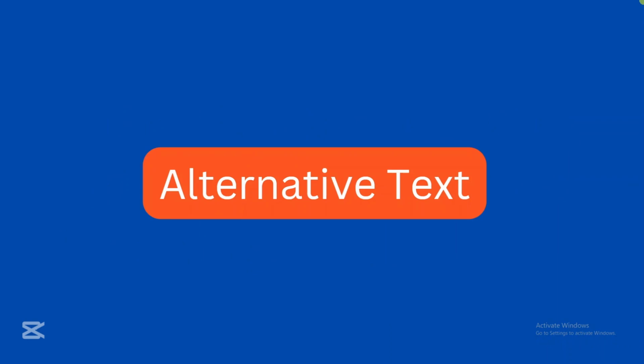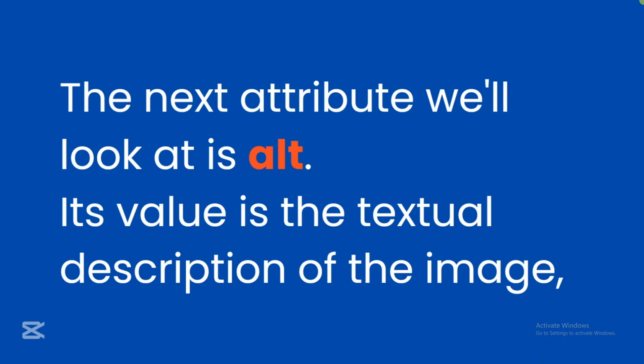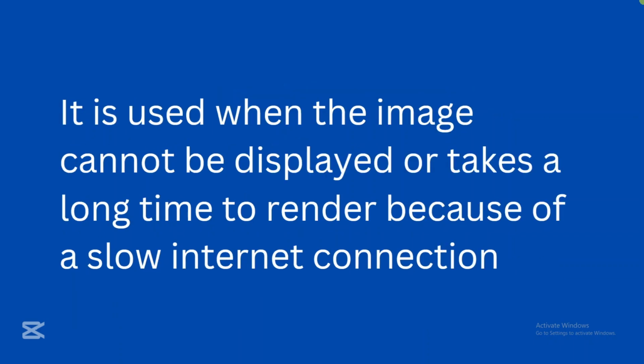Next, let's learn about the alternative text or the alt attribute. The next attribute we are looking at is the alt attribute. The value of the alt attribute would be a text that is describing the image you have inserted. So why do we need the alt attribute in our image element?